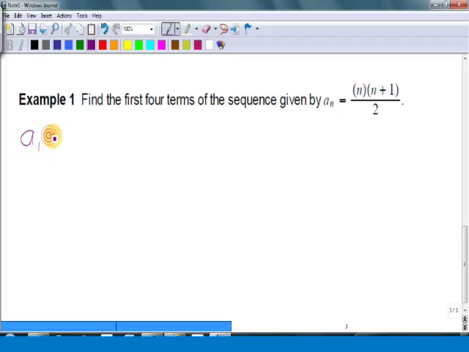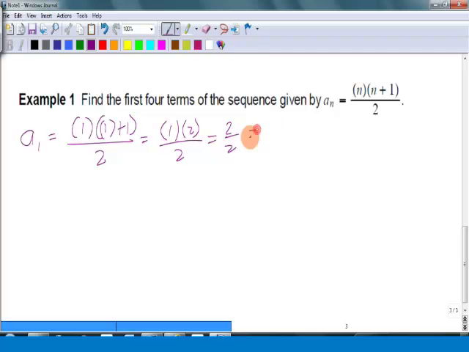Let's see. A sub 1 is what we get when we take 1 and substitute it for n everywhere we see an n. So 1 times 1 plus 1 all over 2. That's 1 times 2 over 2. And that's 2 over 2, which is 1. So the first term in the sequence, if we want to list them, a sub n equals 1 to infinity. The first term is 1.